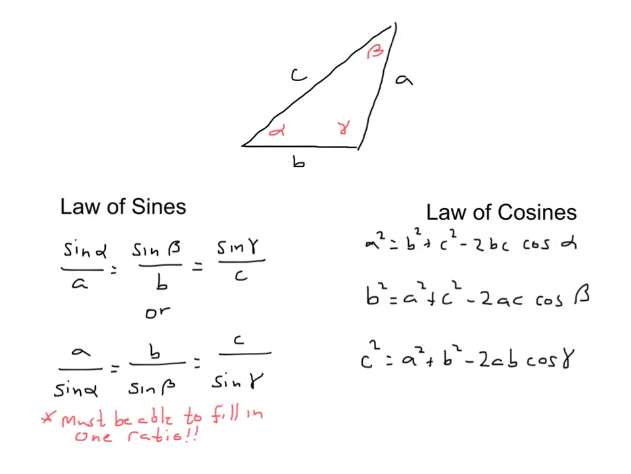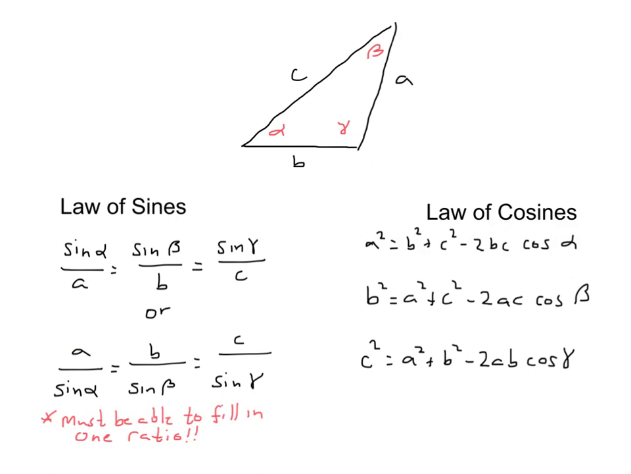One thing that you must remember though, in order to go through and use law of sines, you do need to have this information right there. You must be able to fill in one of these three pieces here. In other words, some of the given information would have to be alpha and A, or beta and B, or gamma and C. Okay, you need to be able to complete one of these fractions in order to use law of sines.